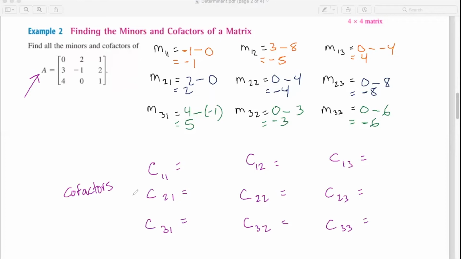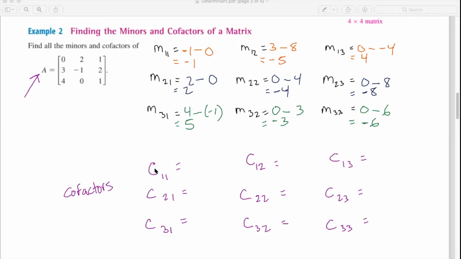So the good thing is all the hard work has been done. The cofactors actually use the same literal numbers as we just found in the minors, but there's some sign changes. So how it works is the following.